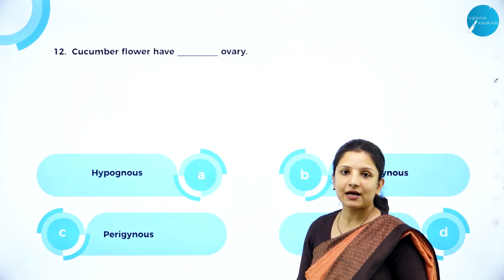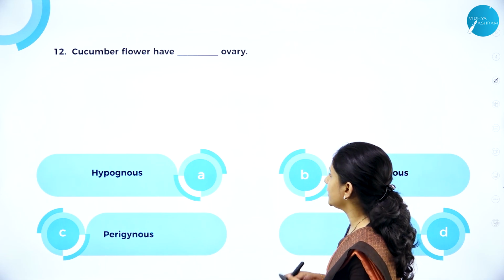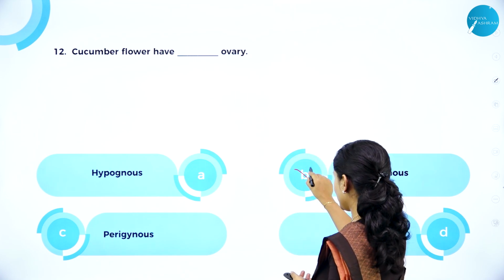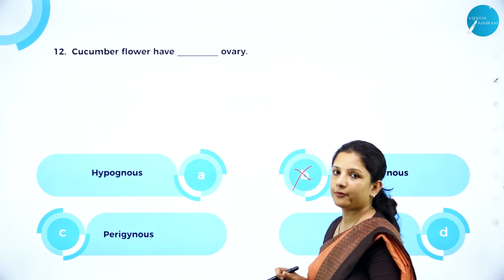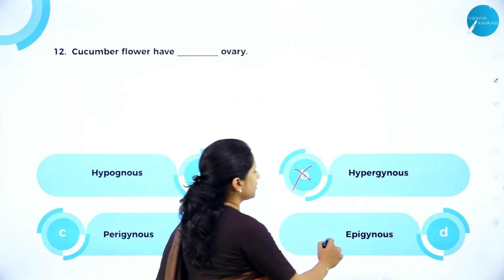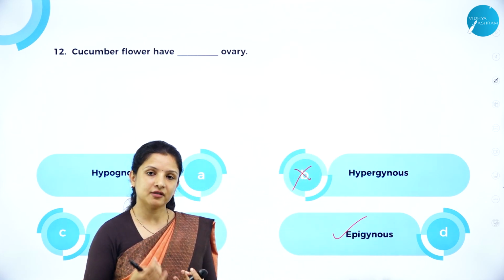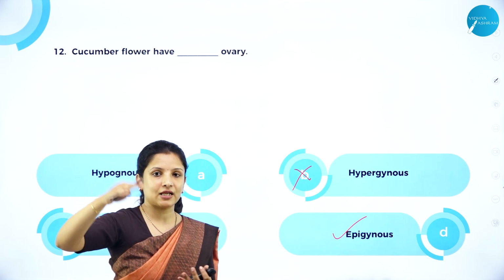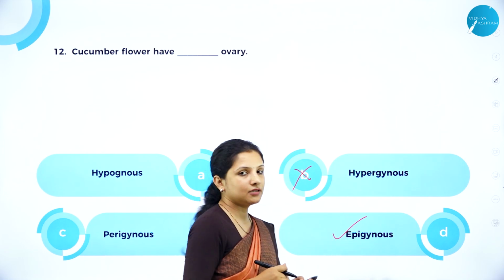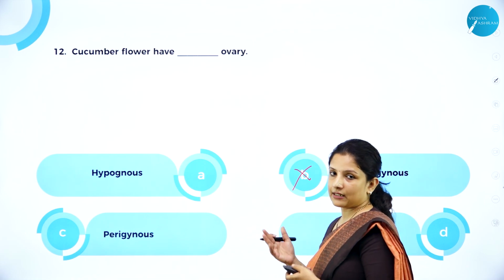Or the question can be asked like this with an example wherein cucumber flower have dash ovary. Hypogynous, hypergynous, perigynous, epigynous. Hypergynous is not there, so you have to choose between the three, hypogynous, perigynous and epigynous. So the right option here is epigynous because cucumber flowers have epigynous ovary wherein the ovary is completely inferior and on the top of the ovary the petals, the stamens and the calyx arises. So therefore epigynous ovary is seen in cucumber. So like this also, giving an example, they can ask the question.